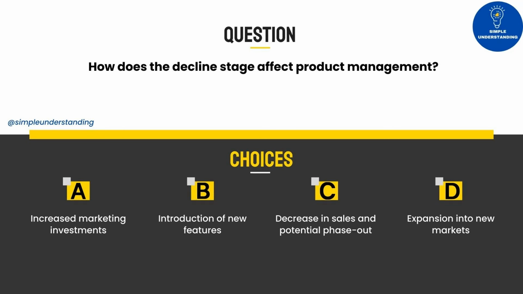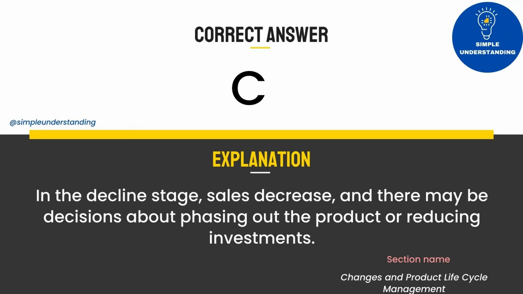4. How does the decline stage affect product management? A. Increased marketing investments. B. Introduction of new features. C. Decrease in sales and potential phase-out. D. Expansion into new markets. Correct answer, C. Overall explanation. In the decline stage, sales decrease, and there may be decisions about phasing out the product or reducing investments.